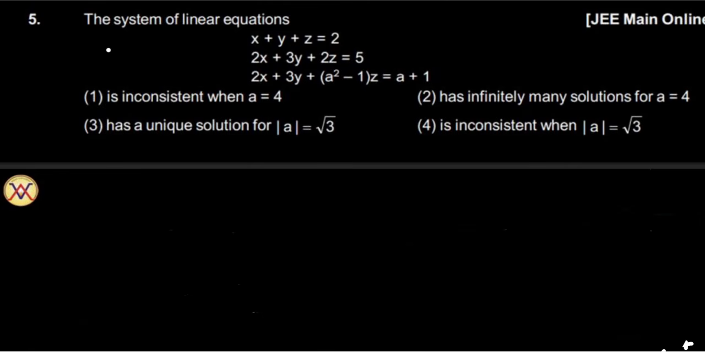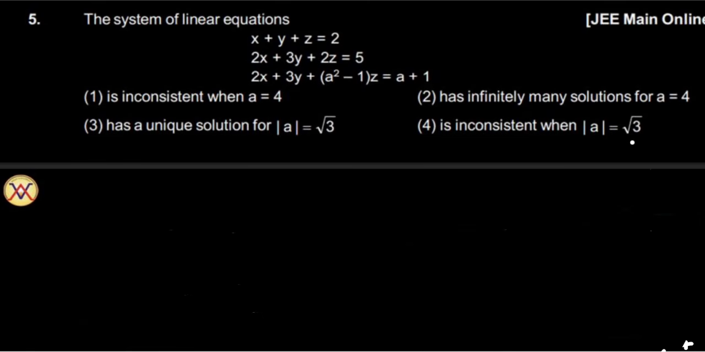You can see this question. It says the system of linear equations, this and this, gives us some solution, right? And the options are: 1 is inconsistent when a equals 4, 2 has infinitely many solutions for a equals 4, 3 has a unique solution for mod of a equals root 3, 4 is inconsistent when mod of a equals root 3.